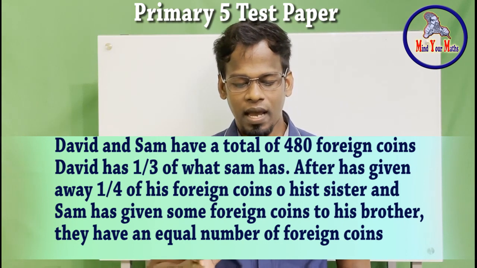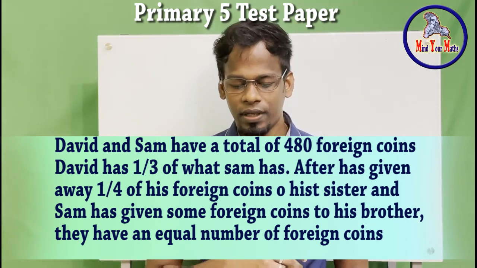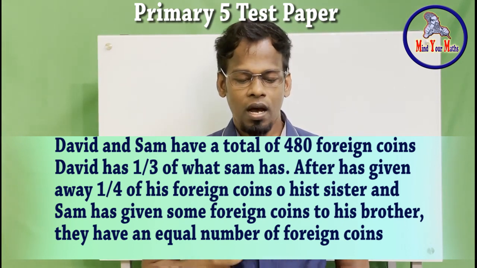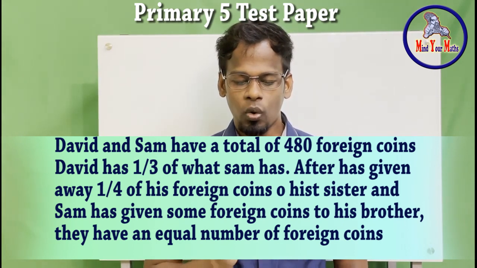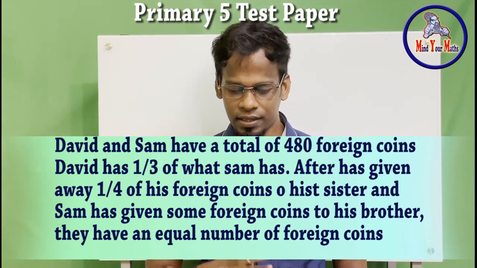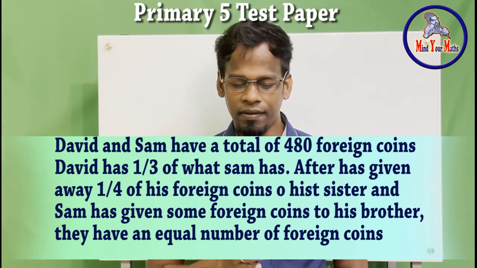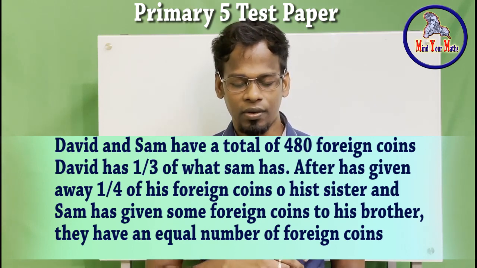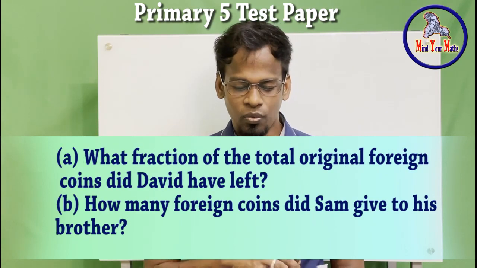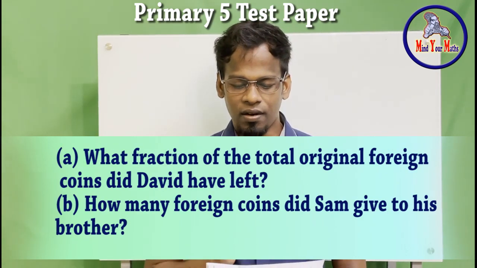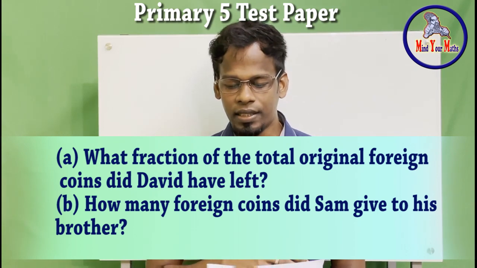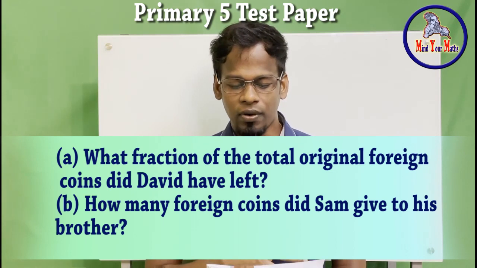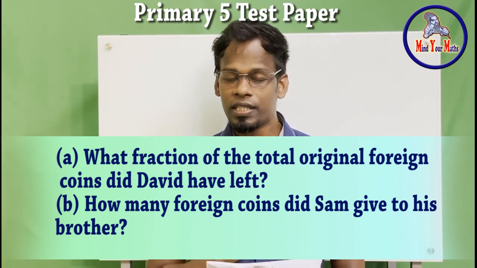David and Sam have a total of 480 foreign coins. David has 1/3 of what Sam has. After David has given away a quarter of his foreign coins to his sister and Sam has given some foreign coins to his brother, they have an equal number of foreign coins left. Now question 1 is, what fraction of the total original foreign coins did David have left? And the second question is, how many foreign coins did Sam give to his brother?